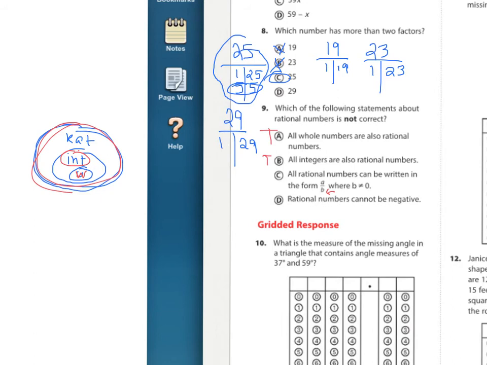Okay, that's true. Remember where we talked about like 2/5 is rational, your fractions, your decimals, your positives, and your negatives are rational numbers. That is true. Rational numbers cannot be negative. Cannot, come on. Integers are negative, and integers are part of the rational numbers. Remember I told you in your notes that you were supposed to study that rationals include positives and negatives and fractions and decimals. So this one is the false one. That's the one you should have answered.